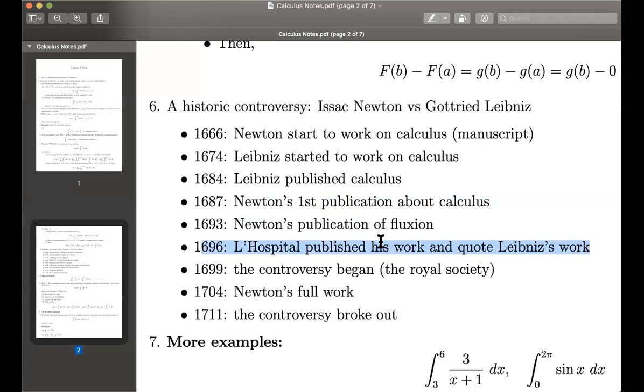Another 3 years later, L'Hopital published work that quoted Leibniz's work. So L'Hopital basically said, hey, I did something based on calculus invented by Leibniz. And then Newton was pissed off. After that, they started a fight.